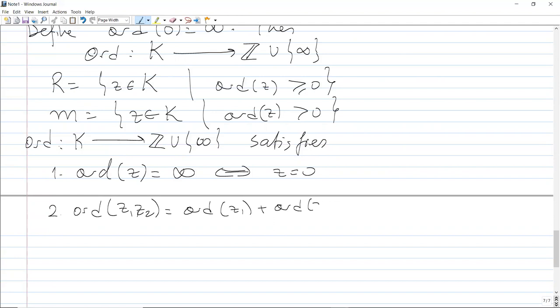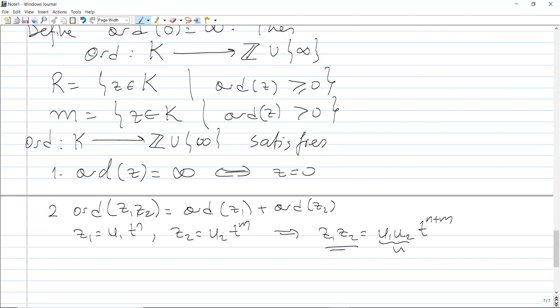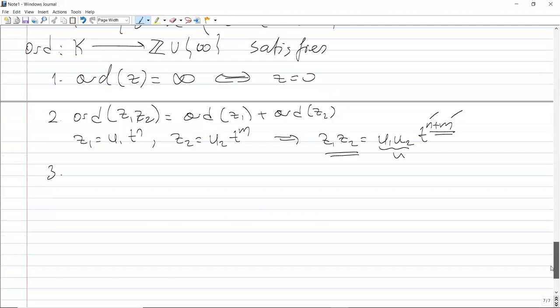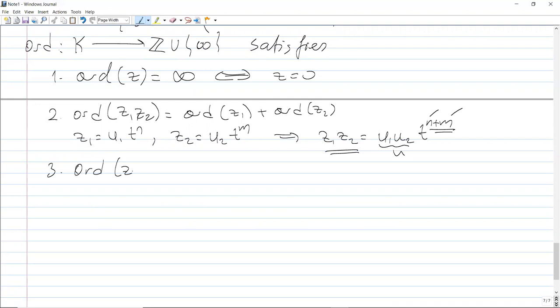The reason for this is that if you write z1 as u1 times t to the n and z2 as u2 times t to the m, then z1 times z2 becomes u1 u2, which is a new unit u, times t to the n plus m, so that the order of z1 times z2 is n plus m, which is the order of z1 plus the order of z2. Okay, next also, one more thing is that the order of z1 plus z2 is greater than or equal to the minimum of the order of z1 and the order of z2.